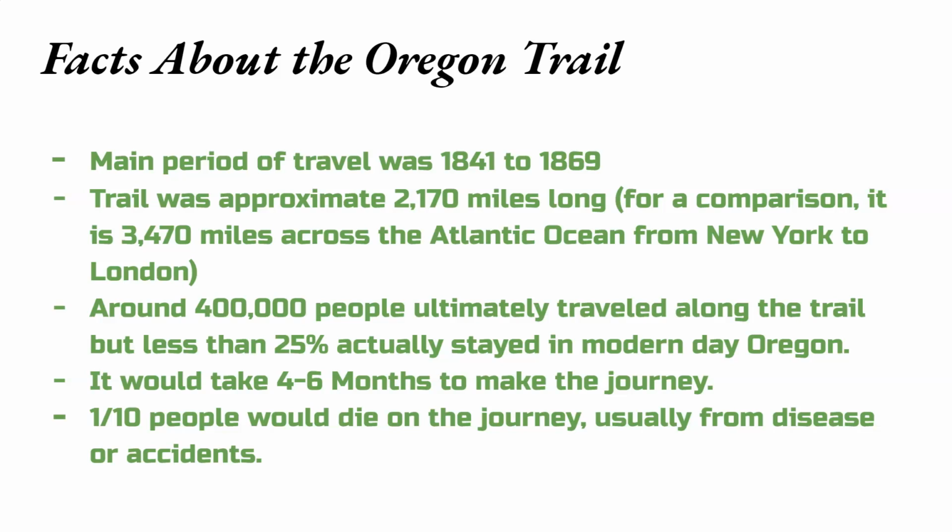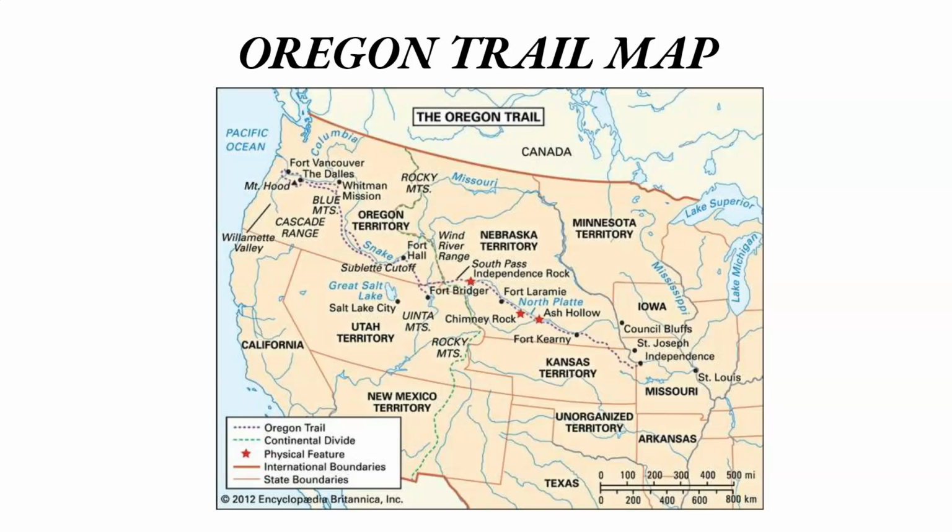Around 400,000 people total ultimately traveled the Oregon Trail, but less than 25% actually stayed in modern-day Oregon. So if you go back to the map, Oregon is only close to the top left. If you look at the other states on the West Coast, you have Washington, Oregon, but people also settled in Montana, California, Utah, Nevada. It's called the Oregon Trail because you end up in Oregon.